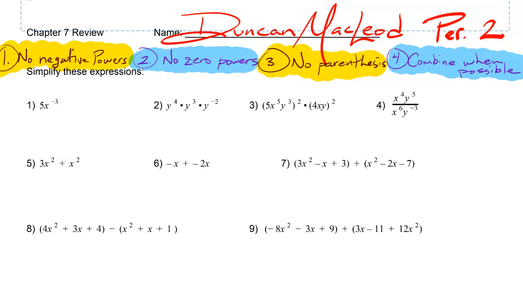So, I'll just go down the list. AJ, do you think you could help me with number 1? How would we simplify number 1? Yep. Possibly. I guess, what would I write as the answer?